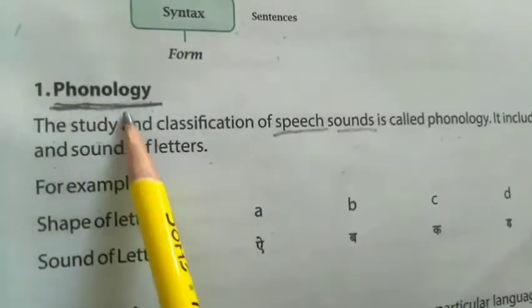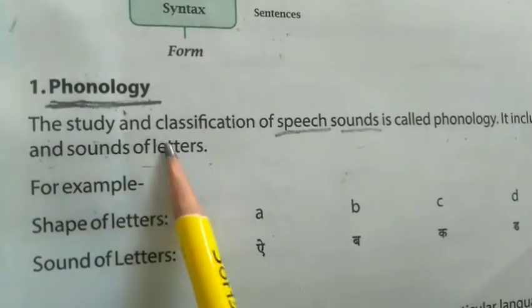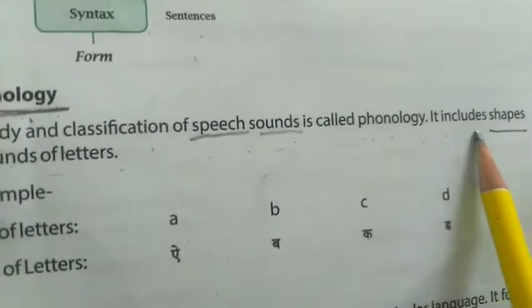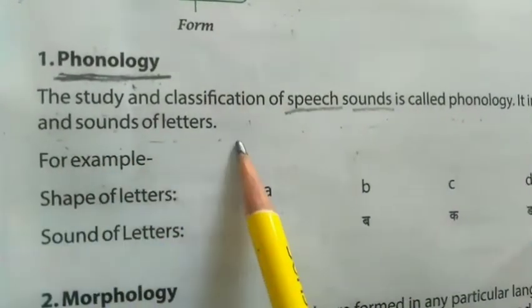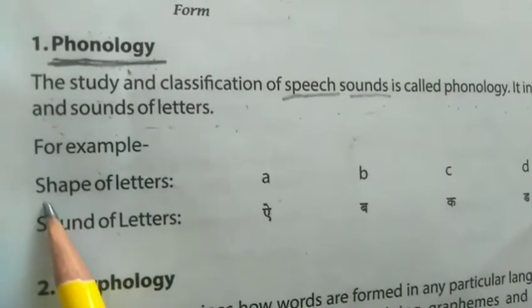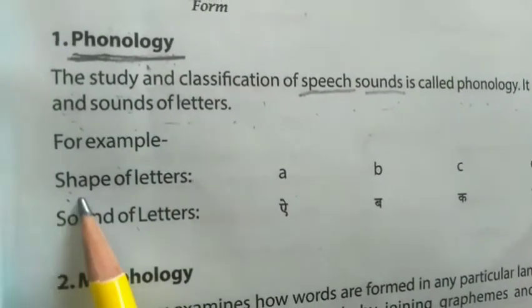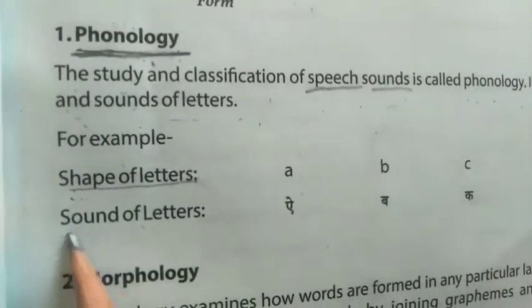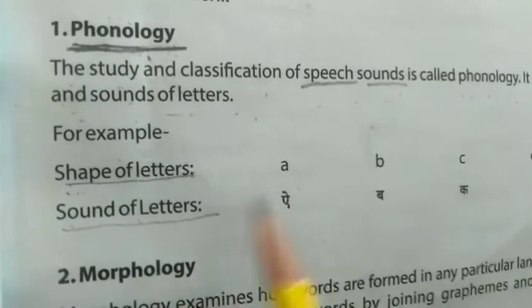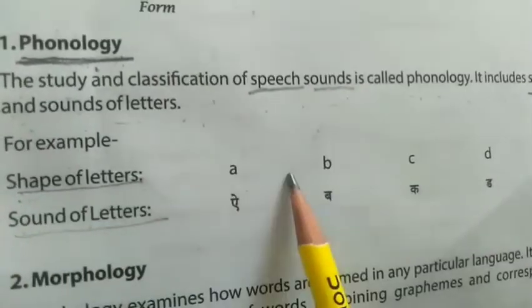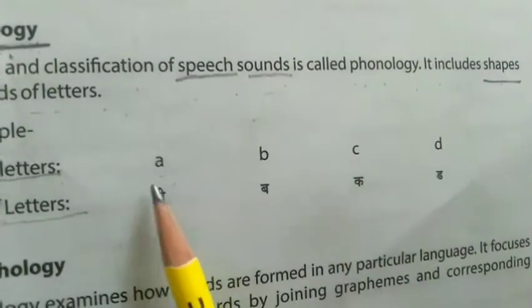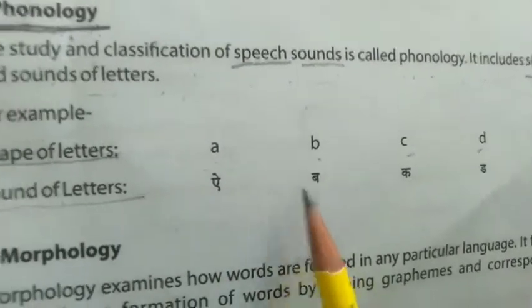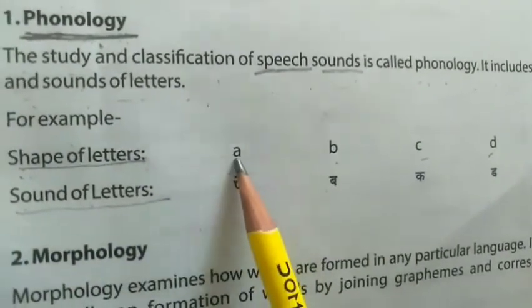So what will be the definition for phonology? The study and classification of speech sounds is called phonology. It includes shapes and sounds of letters. Now in phonology we have 2 main points which we need to remember. It deals with the shape of the letters, then it deals with the sound of these letters. What sound do we get from these letters? Now here you can see different letters are given, A, B, C, D as an example to make it understood in a better way. So this is the formation of the letters.